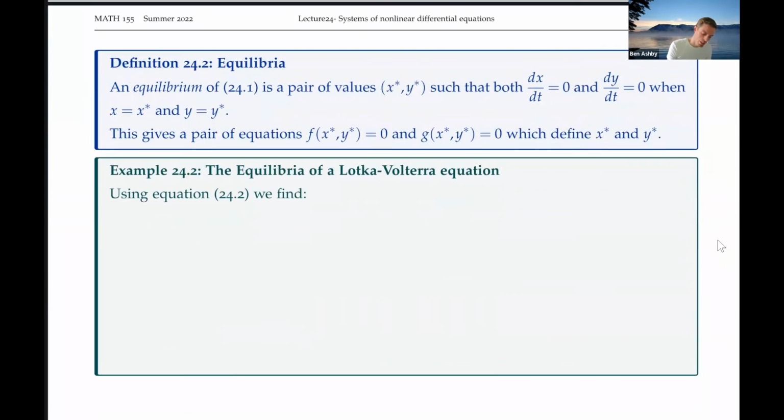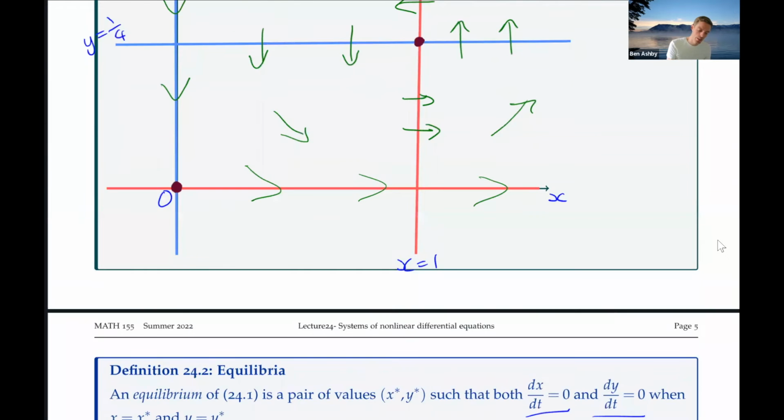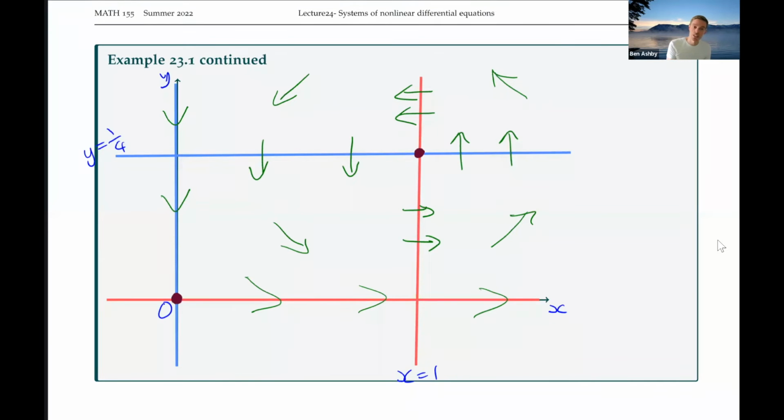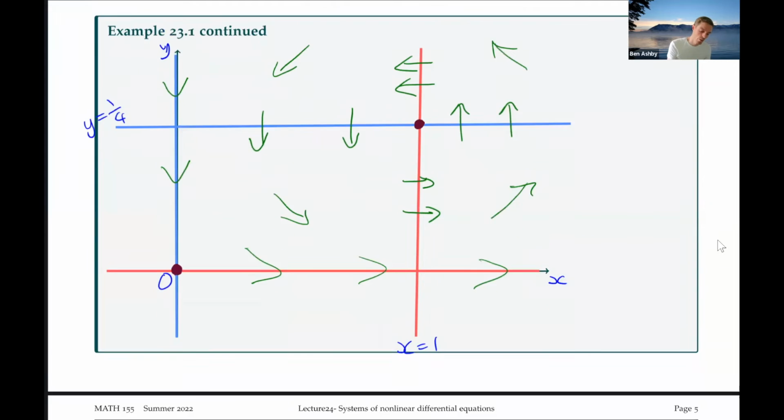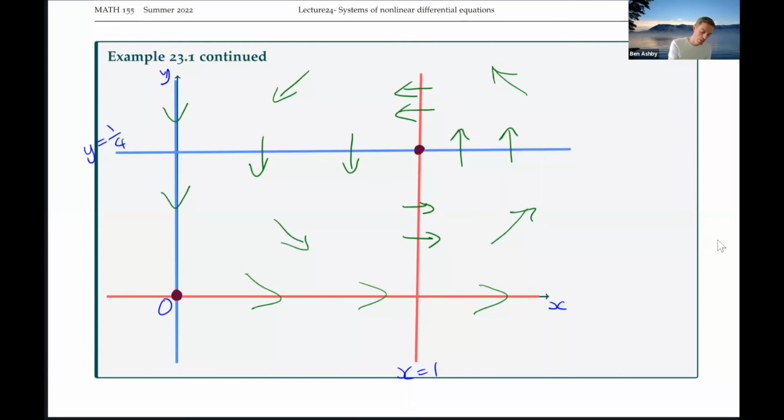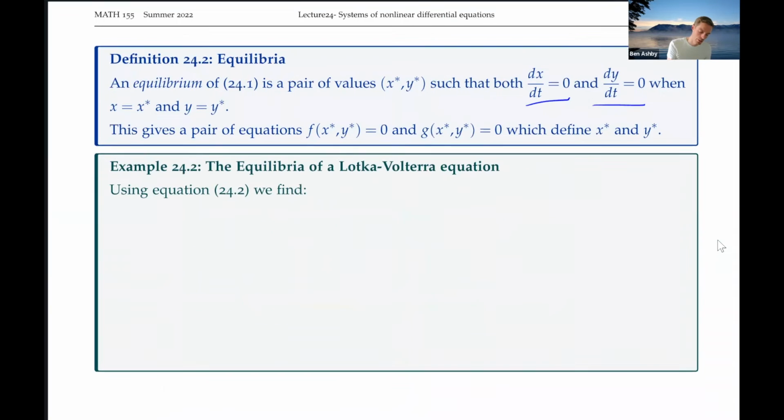So first of all, let's calculate what the equilibrium is. So an equilibrium, recall, is going to just be a pair of values x star, y star, where we have both of our equations, dx dt and dy dt, both simultaneously equal to 0. So if we go back to our phase plane, we see this is the intersection of the blue and the red lines. So we've already worked this out. We've got a point here, 0, 0, as being one equilibrium, and another point is going to be 1, 1 quarter. So the line x is equal to 1 intersecting with the line y is equal to a quarter. So we already know what our equilibria are.